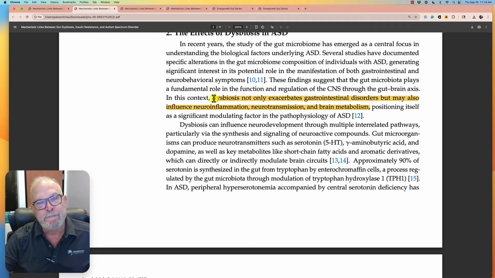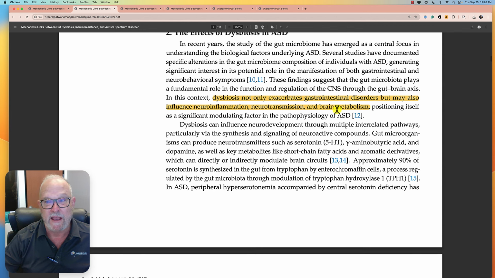Here from the paper, it says dysbiosis not only exacerbates gastrointestinal symptoms, like diarrhea and vomiting and things of that sort, but can also influence neuroinflammation, which is a core problem in autism, neurotransmission, which is a core problem in autism, and brain metabolism, which is a core problem in autism, okay?